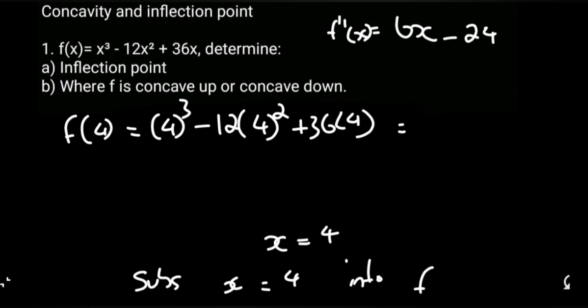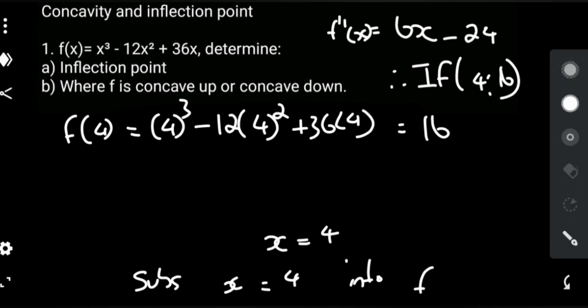So it's going to be 4 cubed minus 12 times 4 squared. Okay, it's 4 cubed minus 12 times 4 squared plus 36 times 4, then you're going to get 16. Therefore the inflection point is going to be 4 paired with 16. That's how you get the inflection point. Now let us try part B.